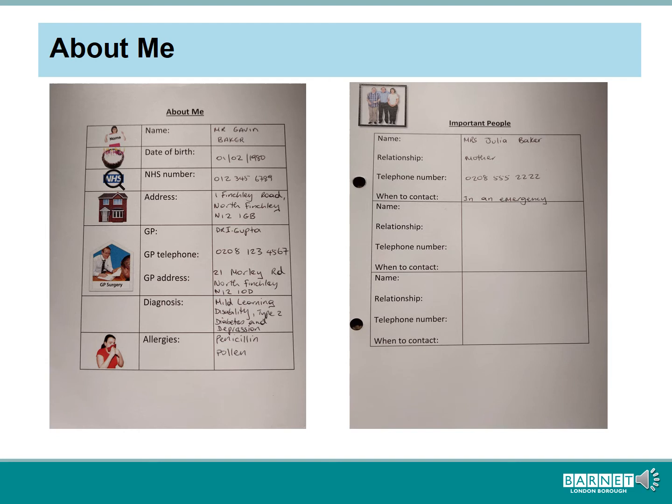The next page is about important people. Here it's just basic information that's required: the person's name, their relationship to that individual, contact number, and also to state when to contact that person, for example if it's an emergency.